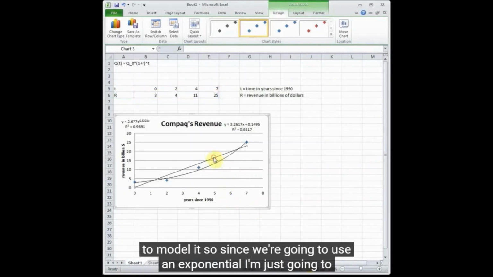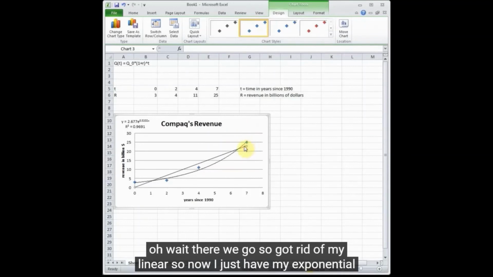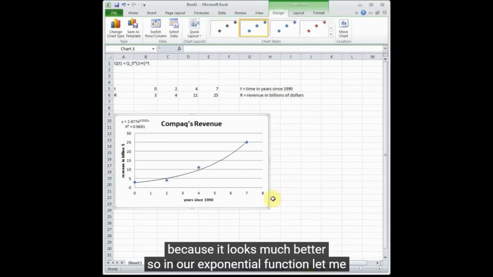So since we're going to use an exponential, I'm just going to delete the linear. It's going to let me delete it? I don't think it'll let me delete my linear. Oh wait, there we go. So I got rid of my linear. So now I just have my exponential because it looks much better.